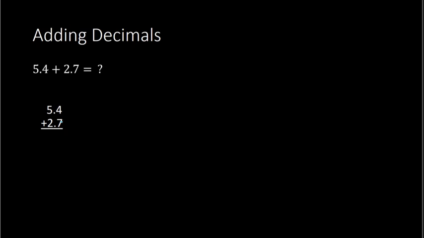We do 4 plus 7 to get 11, so we take the 1 and then carry the 1 to the ones place. Then we add 1 plus 5 to get 6. 6 plus 2 is 8. So my solution is 8.1. The decimal point would stay right where it was, between the ones place and the tenths place. And again, when I add together, the decimal point stays right there between the ones and the tenths place.